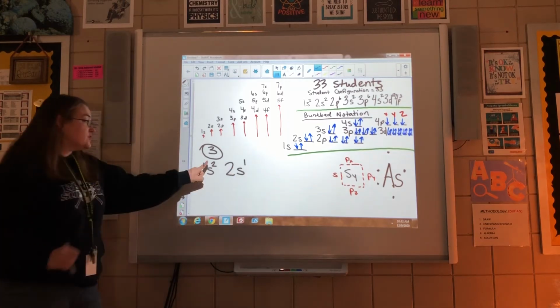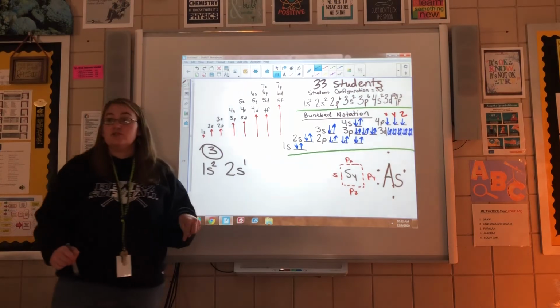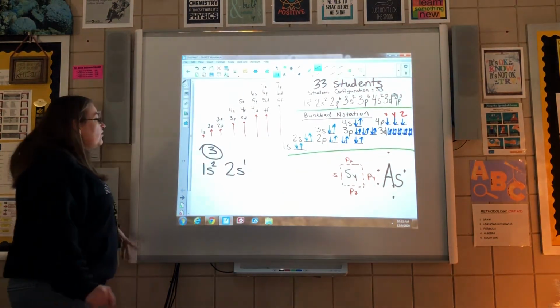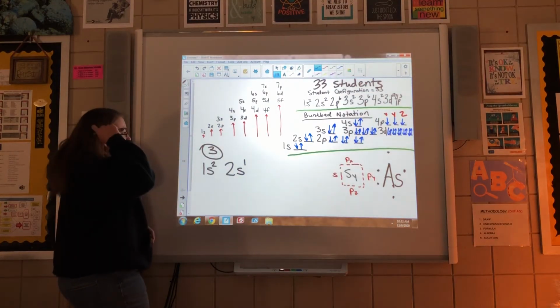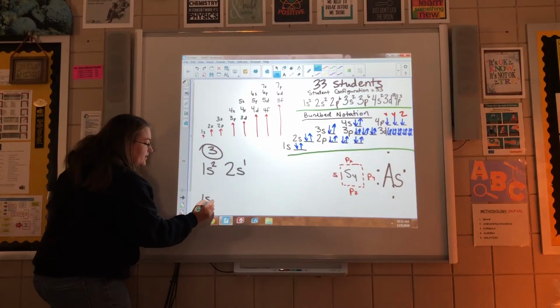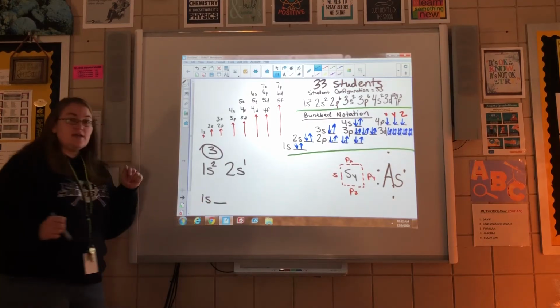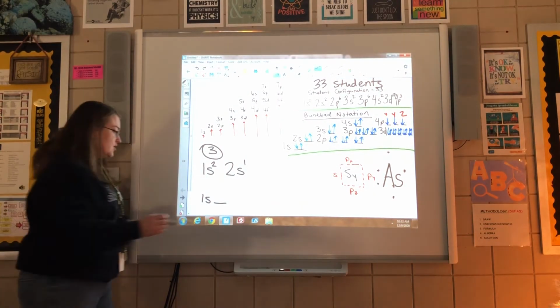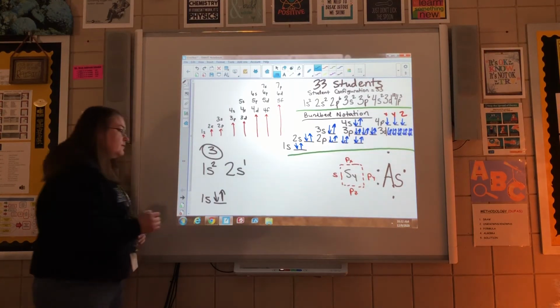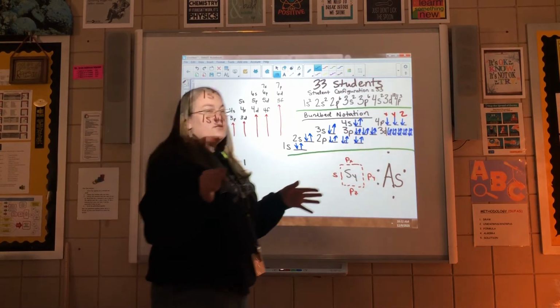Okay, so that gives us our 2 plus 1. That gives us our 3 students. I'm done with my configuration. All right, so now let's go to the bunk bed notation. So how many can fit in the first floor sunny side? 2. So I'm going to do a bottom bunk and a top bunk. But is that all my students?